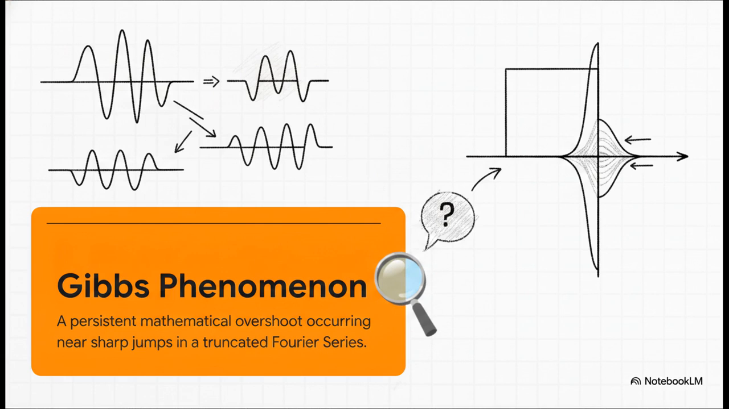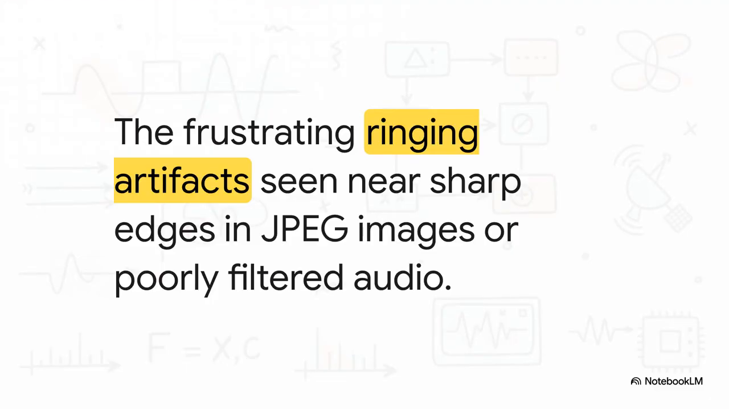But it doesn't. It just gets narrower. And this brilliantly illustrates how these highly abstract theorems actually show up in our daily lives. I mean, you've almost certainly seen the Gibbs phenomenon in reality without knowing the name for it. Have you ever noticed that frustrating, kind of blurry ringing artifact right next to really sharp, high-contrast edges in a highly compressed JPEG image? Or maybe you've heard a strange pre-echo in poorly filtered digital audio. Yep, that is the Gibbs phenomenon at work, just stubbornly persisting near sharp edges.